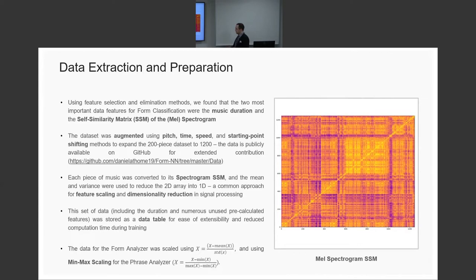So on the GitHub, I've provided all of the MIDIs for the data set, as well as some guidelines for contributing to the data set so this work can be expanded on in the future. Each piece of music was converted to its spectrogram self-similarity lag matrix, and the mean and variance were used to reduce the 2D array into a one-dimensional array. This is a common approach used for feature scaling and dimensionality reduction in signal processing tasks.